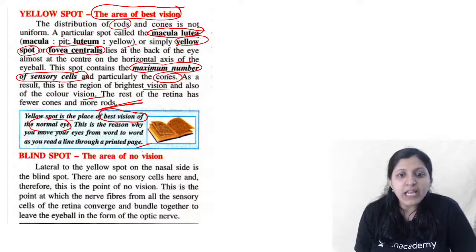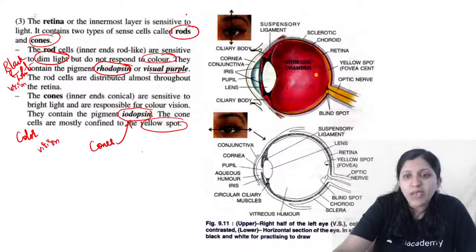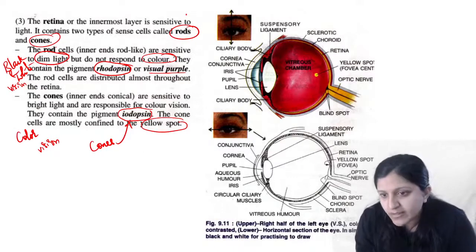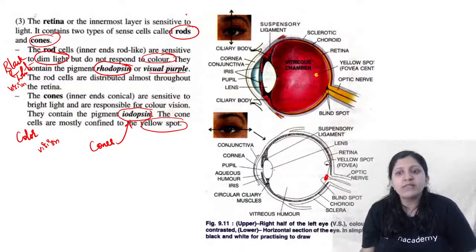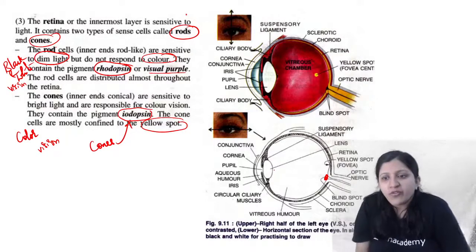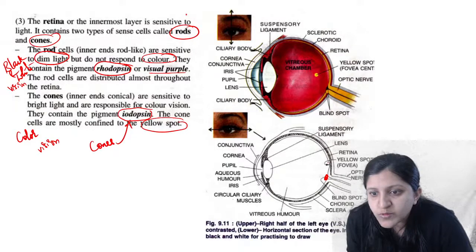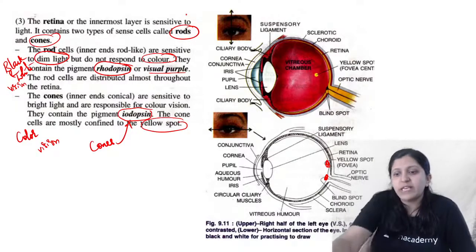Then there is the area of no vision. You can see here this particular spot. This particular spot is considered the area of, or here it is given as a yellow spot. Here it is shown as a yellow spot.